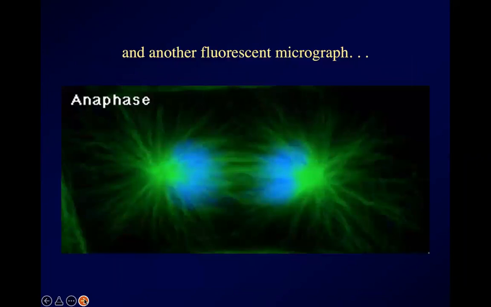And there's what it looks like under fluorescence. Again, these blue areas right there, those are the separated chromatids of the old chromosomes. And in green, you can see those spindle fibers.